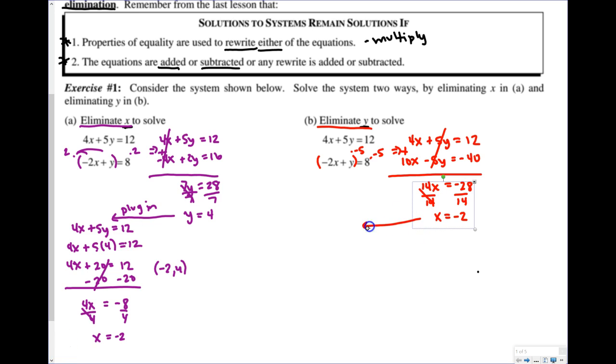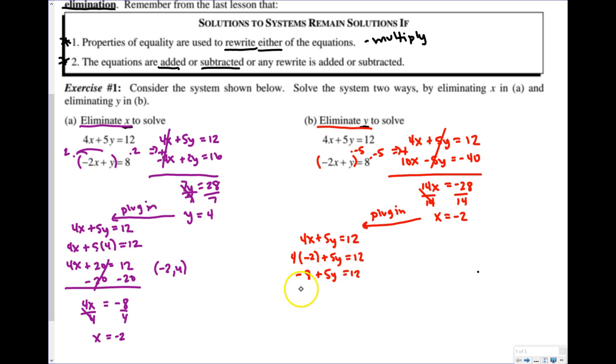Now I have to take x equals -2 and plug it in. So I'm going to pick that top equation again, 4x plus 5y equals 12, and I'm just going to replace the x with a -2 and solve for y. So 4 times -2 is -8, plus 5y gives me 12.